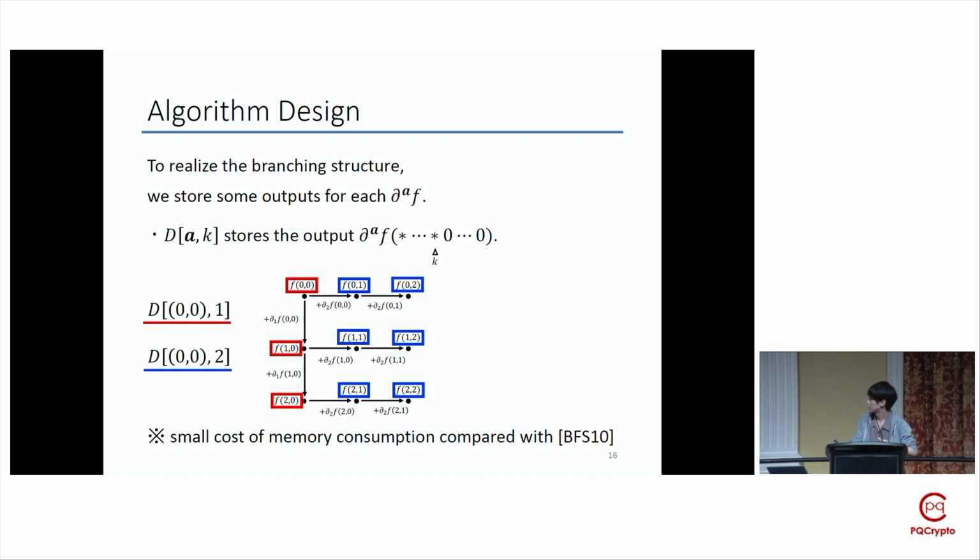By using this data structure, we can realize enumeration in lexicographic order with branching structure. This structure brings us only small cost of memory consumption compared with enumeration algorithm of Boyer-Get et al.